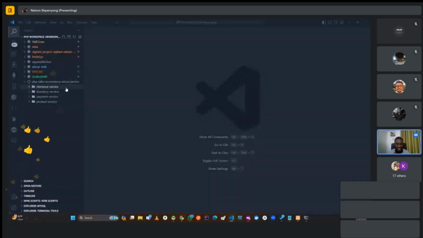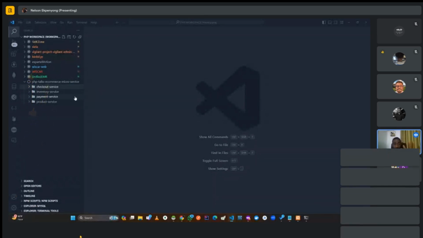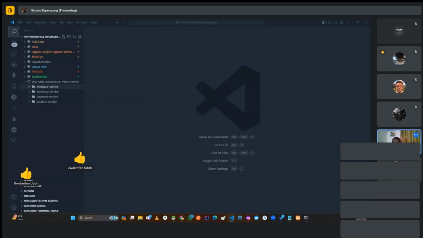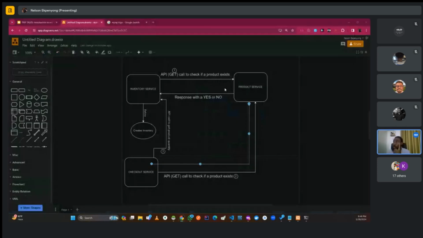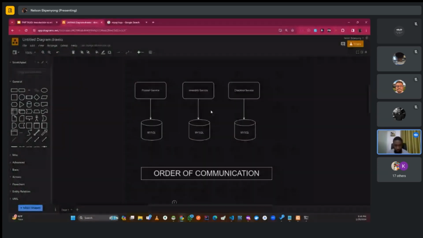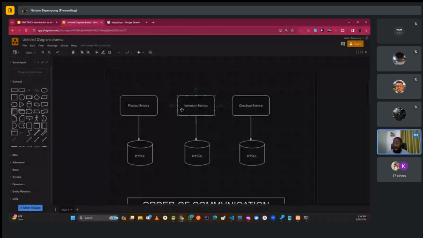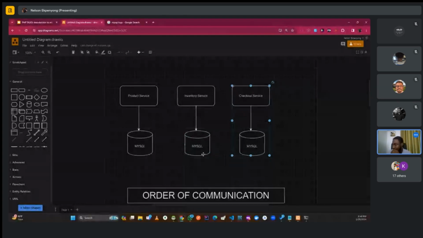Okay. So remember that hypothetical e-commerce service I talked about. Before we do this, let's go and see the diagram. What we have now is a database service. We have a product service, an inventory service, and a checkout service, and each of these services has its own database. MySQL. I had attempted to use MongoDB, but I couldn't install the driver. I wanted one of the services to have MongoDB, but maybe in the next class I'll be able to do that.